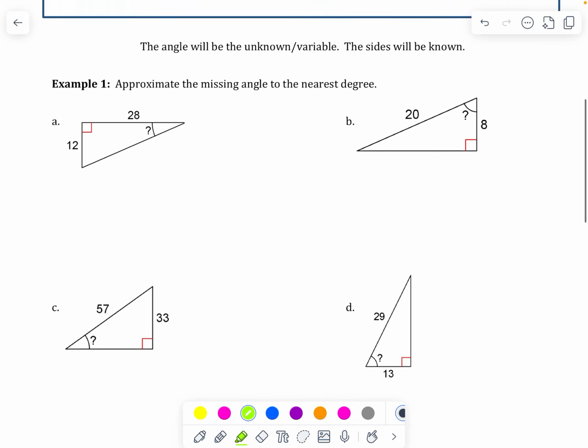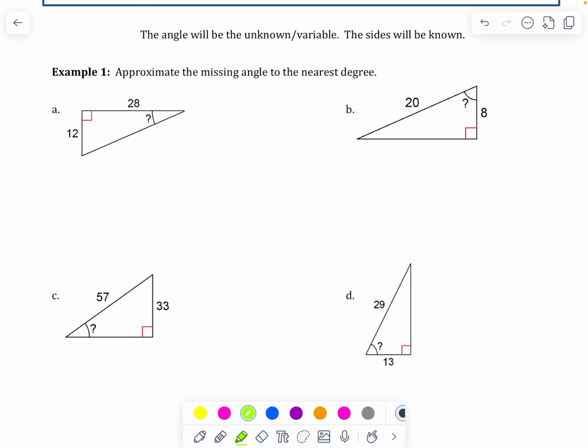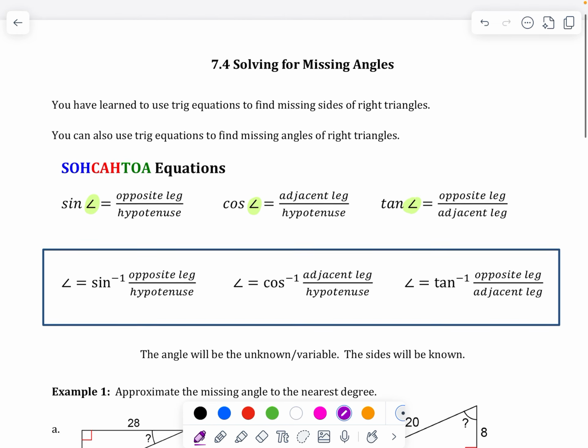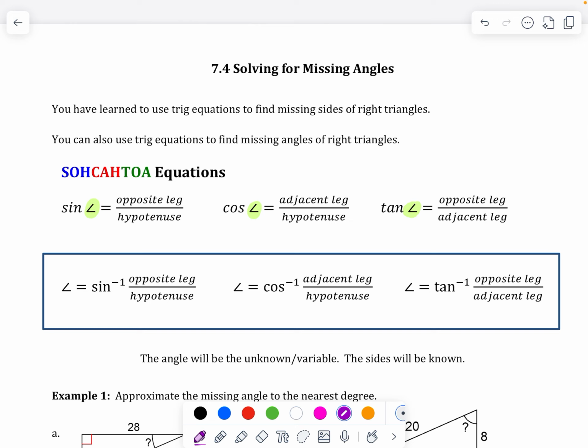If you look down to example 1, those 4 different triangles have no angles labeled on the inside. They all have a question mark. So we're going to have a variable where the angle is. If the variable is where the angle is, how are we going to isolate the variable? Because the variable has to be by itself. That's how we solve equations. We isolate the variable.